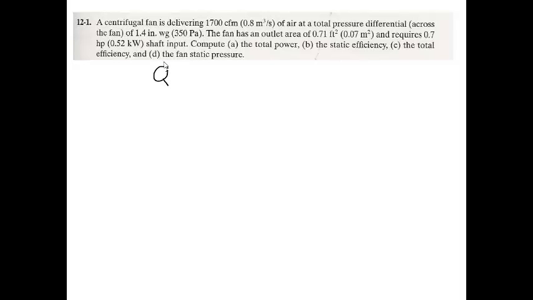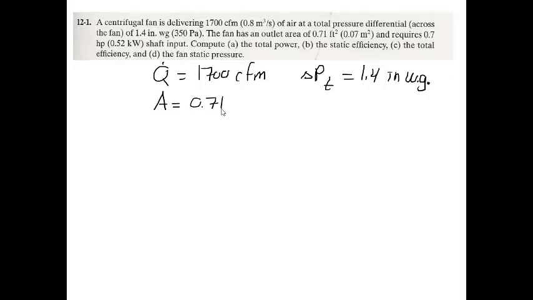So this problem is telling us that we have a flow rate of air of 1700 CFM. It's telling us that the total pressure differential across the fan is 1.4 inches of water, and the area that the fan covers is 0.71 square feet, and the shaft work is 0.7 horsepower.